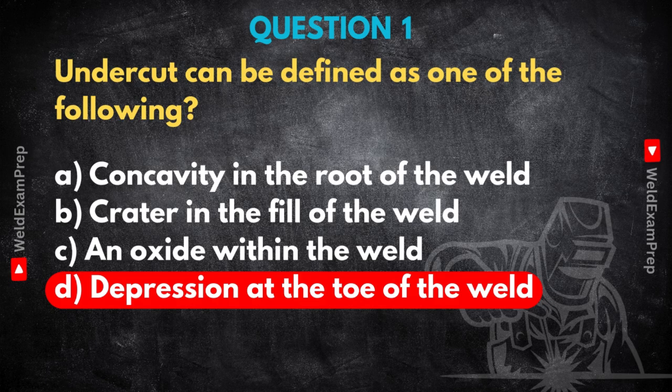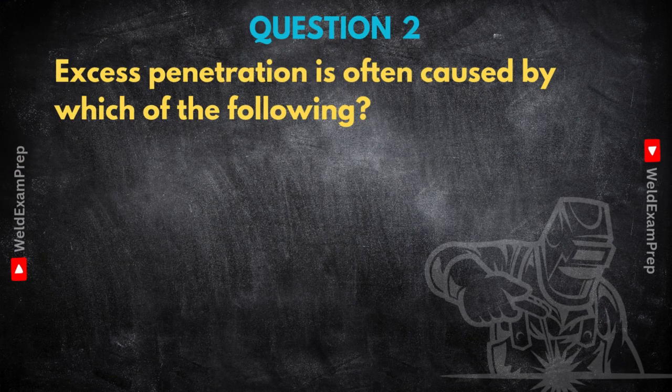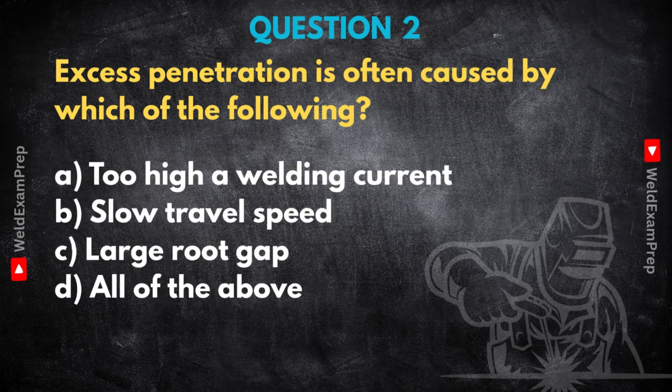Next question tackles something about getting too much weld metal in the wrong place. Question 2, excess penetration is often caused by which of the following? Options: A, too high a welding current; B, slow travel speed; C, large root gap; D, all of the above. Now, this feels like one where things might interact. Maybe it's not always just one single cause in welding, is it?